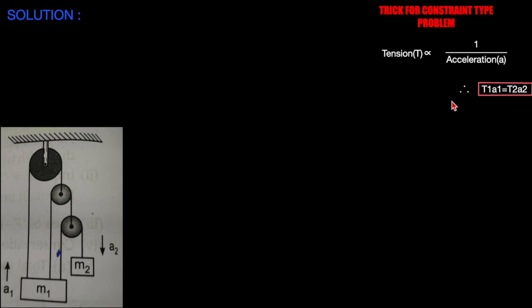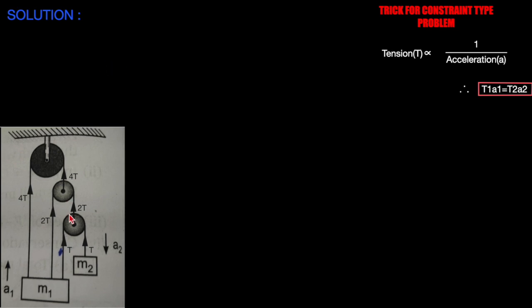Now, first of all, I am going to recall what the trick says. The trick says tension T is inversely proportional to the acceleration, so that T1A1 is equal to T2A2, where T1 is the tension in the string connected to block M1, and T2 is the tension in the string connected to M2, and A1 is the acceleration of block M1 and A2 is the acceleration of block M2. Now it is clear how to find the total tension on the block.